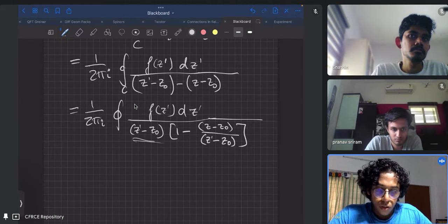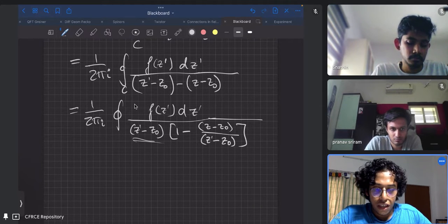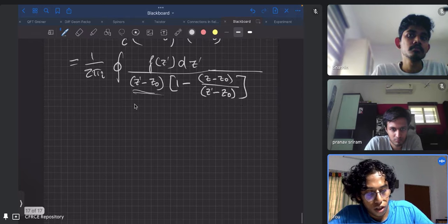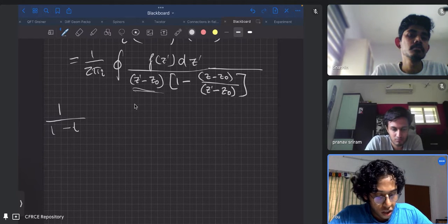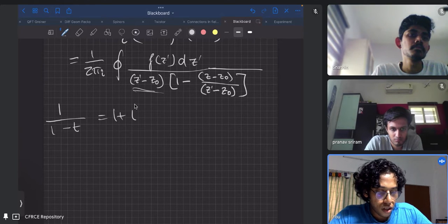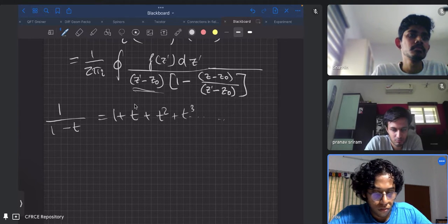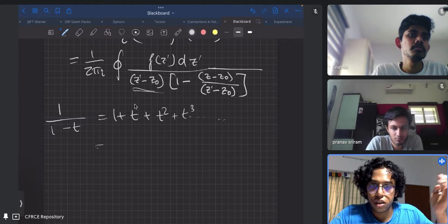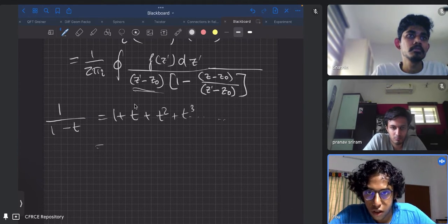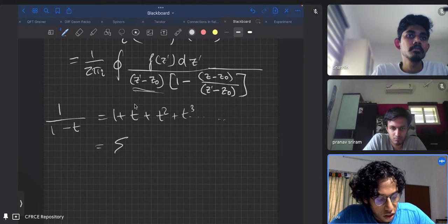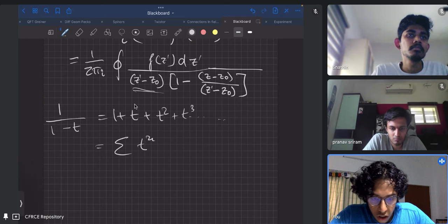So the idea now is that we notice one more thing. 1 by 1 minus t can be written as 1 plus t plus t square plus t cube, and so on. This is the Taylor expansion, this is the identity. This is basically the summation of t to the power of n, n is equal to 0 to infinity.